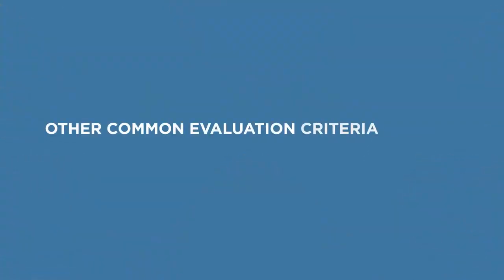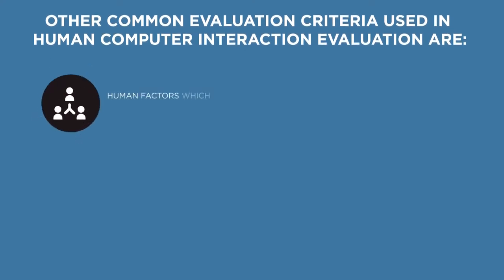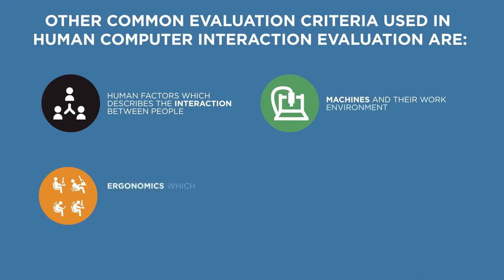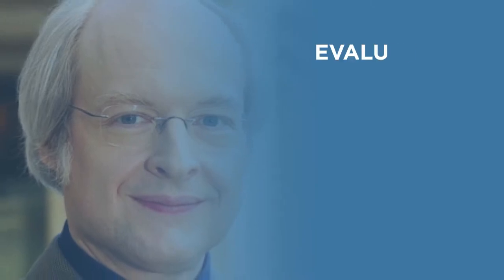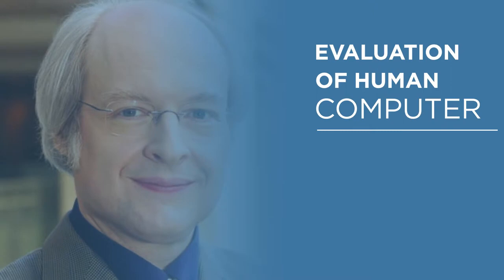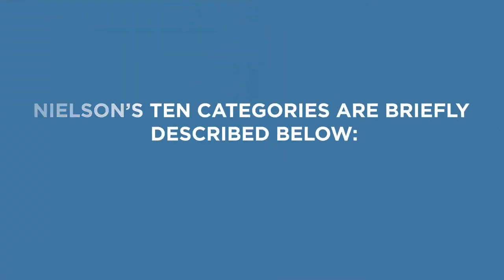Other common evaluation criteria used in human-computer interaction evaluations are human factors, which describe the interaction between people, machines, and their work environment, and ergonomics, which focuses on the design and implementation of equipment, tools, and machines with respect to safety, comfort, and convenience. Another approach used in the evaluation of human-computer interactions was made popular by Jakob Nielsen to evaluate website design. Nielsen's work was later adapted for use in any user interface application. Nielsen's 10 categories are briefly described below.